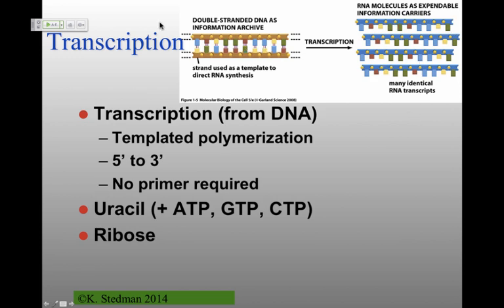So, templated polymerization. RNA polymerases are just like DNA polymerases. The chemistry is practically identical. The only thing is you have a ribose instead of a deoxyribose as part of your nucleotide triphosphates, and you have uracil instead of thymine. But the real key here is you don't need a primer. So unlike all of the DNA polymerases, and that includes telomerase and all the reverse transcriptases, these guys can start from scratch. They can start pretty much anywhere in the genome.